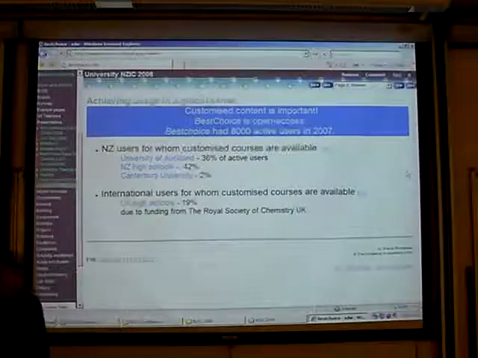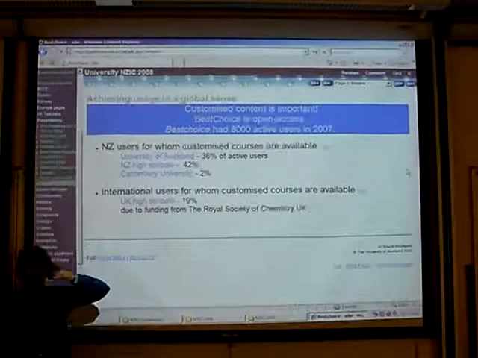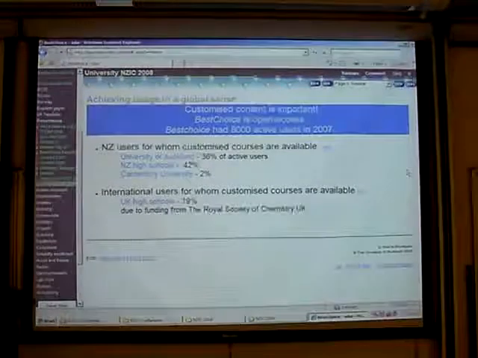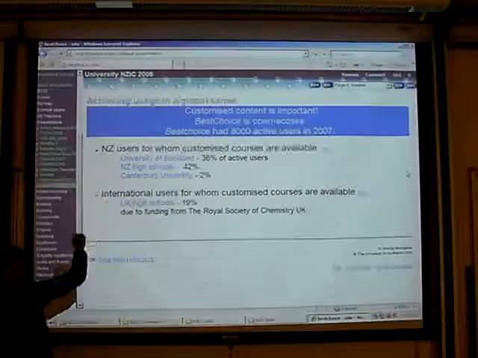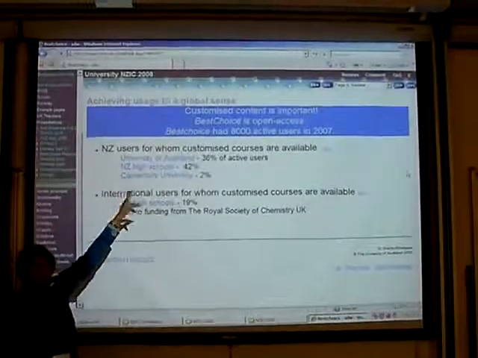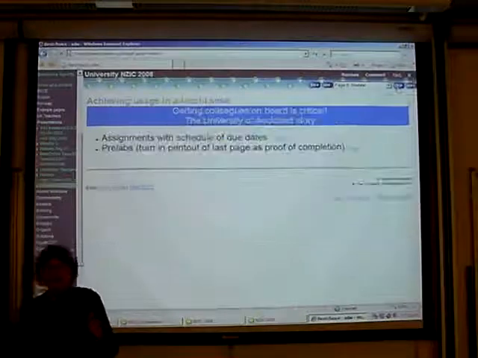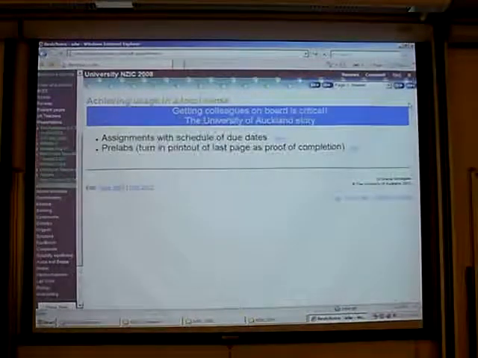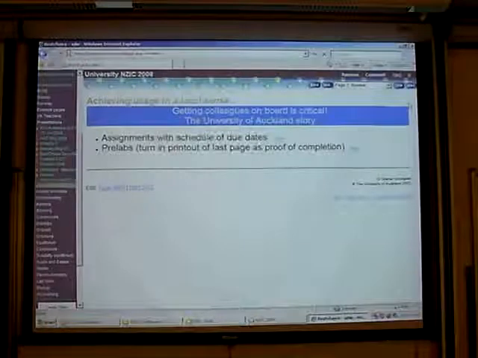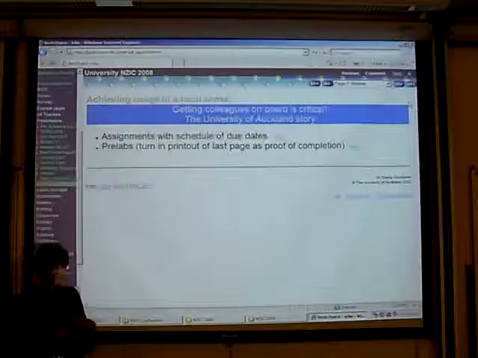And then we have international users due to funding from the Royal Society of Chemistry in the UK. In 2007, the UK high school students came in, and they were about 20%. Now these ratios are changing a bit in 2008. But at least it gives you the idea that this adds up to about 98%, and people don't really come in and play around on these things if they can't easily find the module which is going to help them on their exam tomorrow. They really want to know that they're accessing stuff and working through exercises that are relevant to what their course is. Okay, now. So that's the sort of global usage thing.